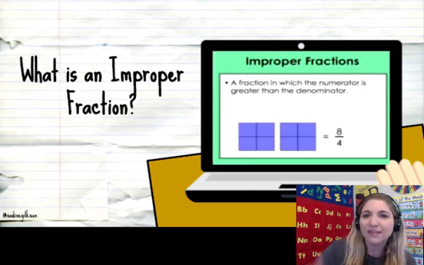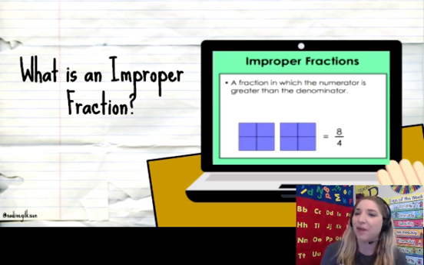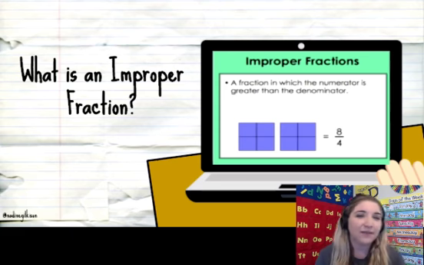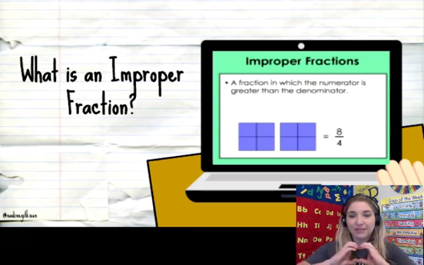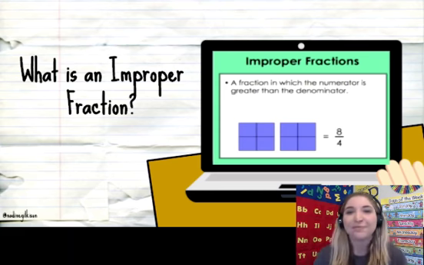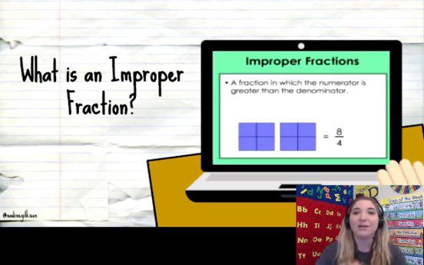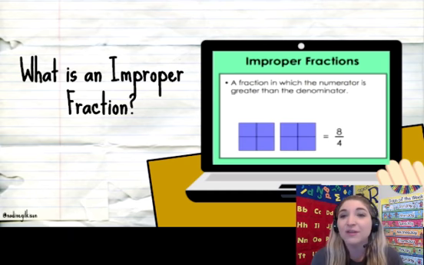Next, what is an improper fraction? An improper fraction, as we know, is when the number on top is bigger than the number on the bottom. I like to think of it as like a hot air balloon. You have the basket in the bottom and it's small, and the balloon is huge on top. So that's kind of how I remember an improper fraction. It's always bigger on the top than the bottom. So an improper fraction is when the numerator is greater than the denominator.